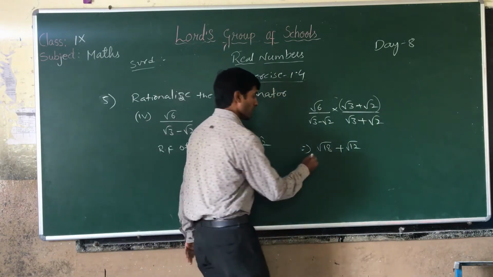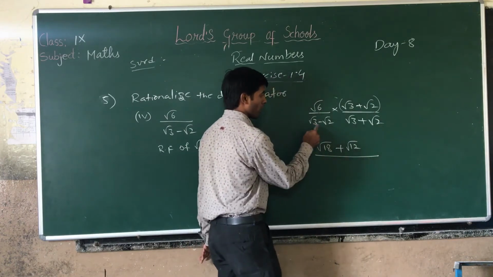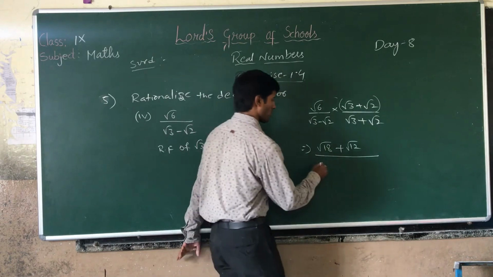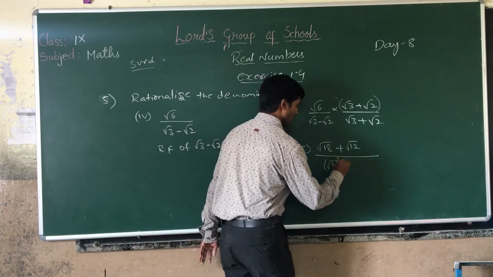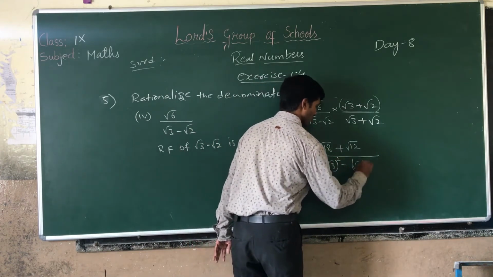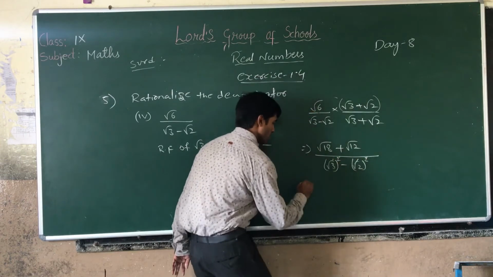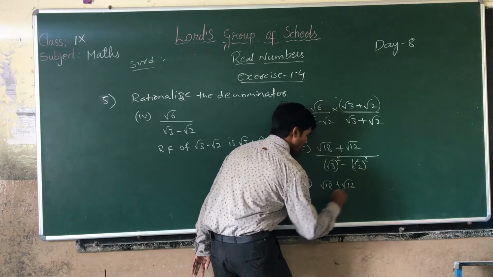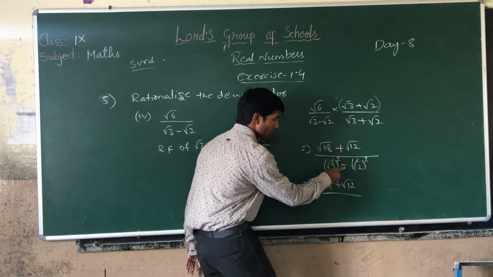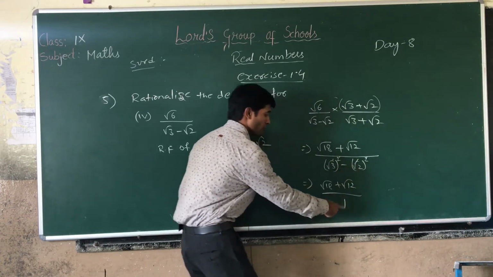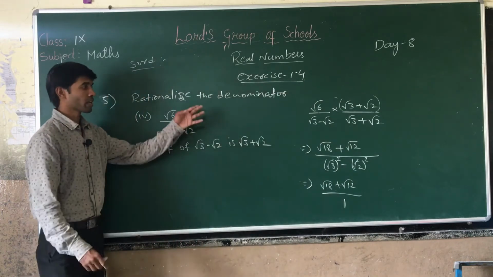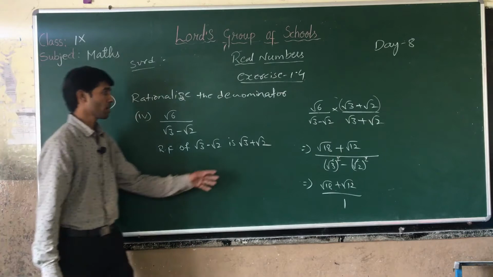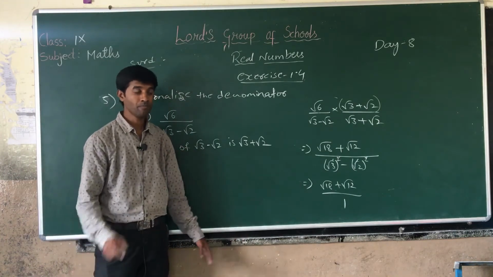This is the numerator. The denominator is in the form of a minus b into a plus b. Same formula, a square minus b square: root 3 whole square minus root 2 whole square. The square and root cancel here. So the final step is root 18 plus root 12 by 3 minus 2, that is 1. We made the denominator a rational number. Like this you have to rationalize the denominator.